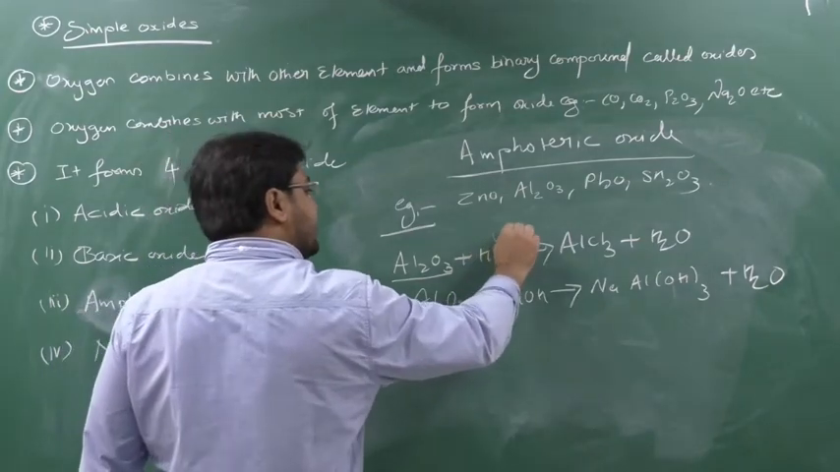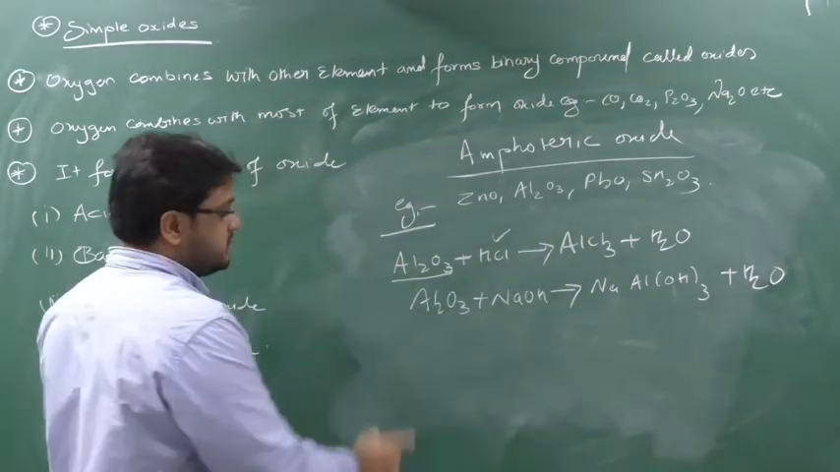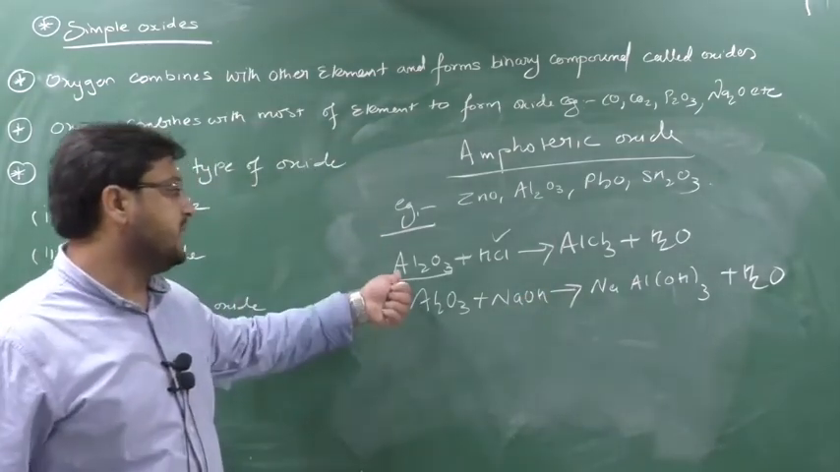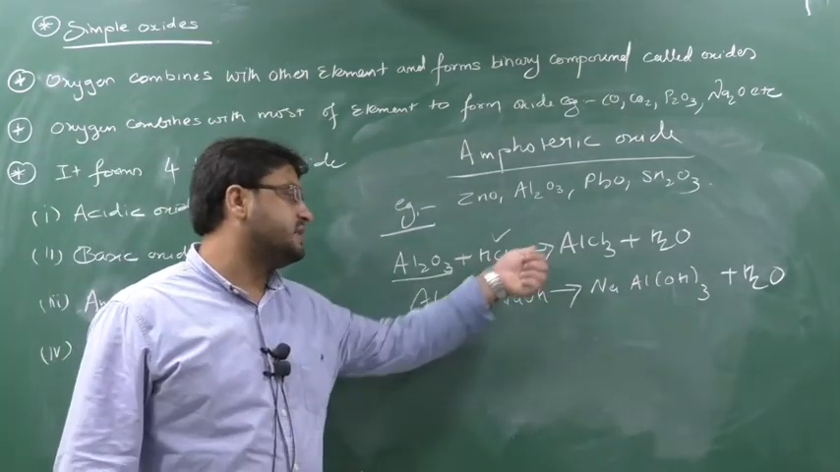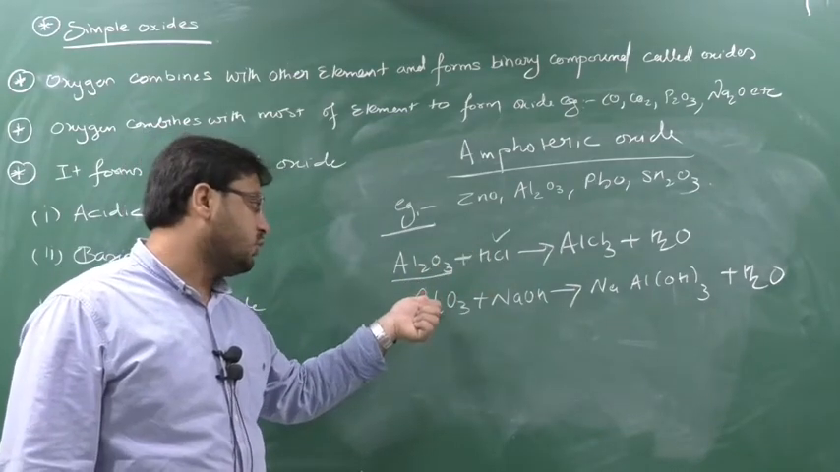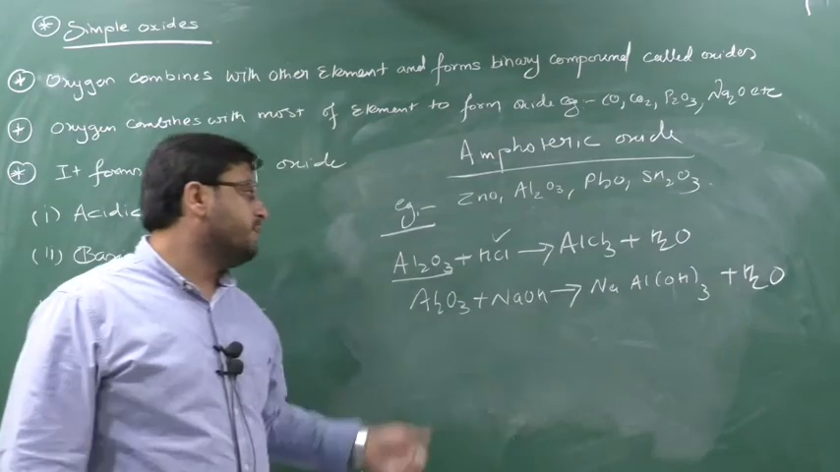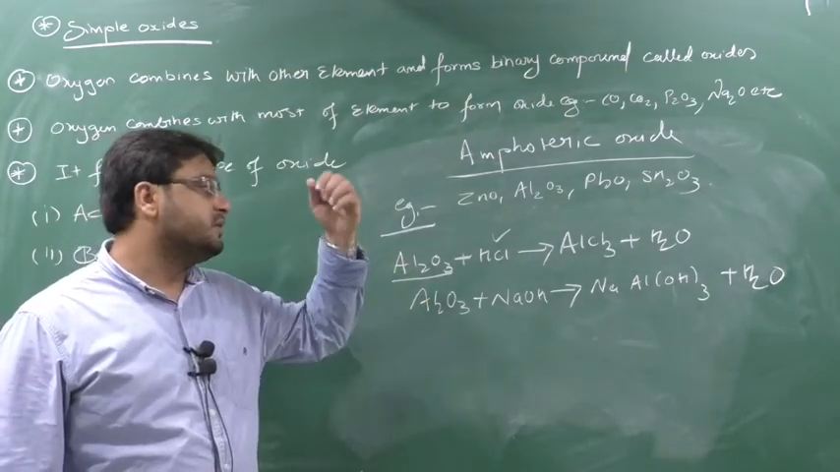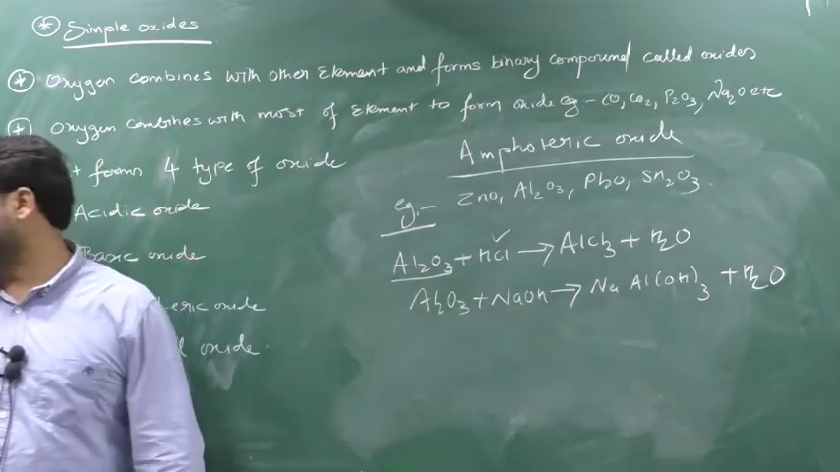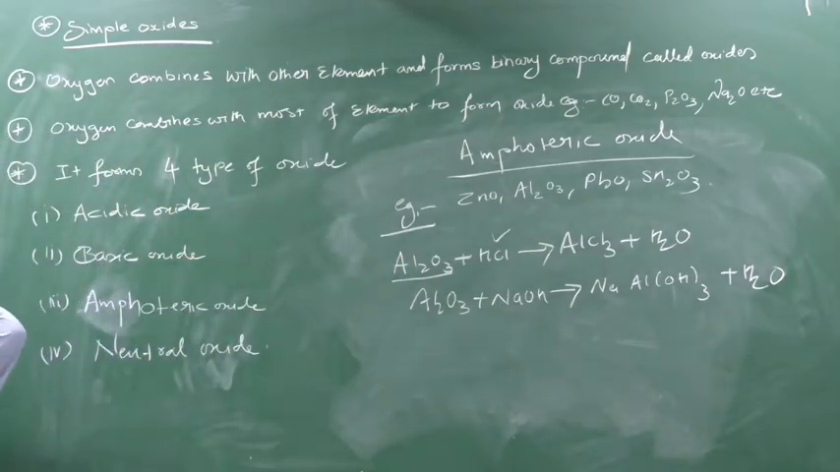Now see here, this is Al2O3. It is reacting with acid and giving the result. This is also Al2O3 reacting with base and giving the result. Means Al2O3 can react with HCl, and similarly Al2O3 can react with NaOH base also. Means Al2O3 reacts with both acid and base, hence Al2O3 is amphoteric in nature. Please write down this example, AlCl3 plus H2O. Clear?